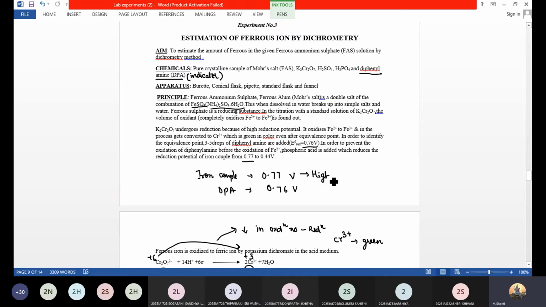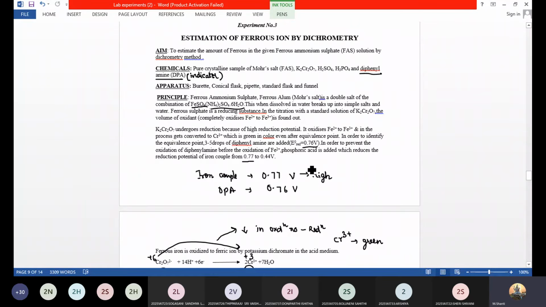Now, whenever any species has a high reduction potential value, it gets oxidized first. Now, if iron is getting oxidized first in preference to DPA, I repeat, girls, if iron is getting oxidized in preference to DPA, can you identify the color change?